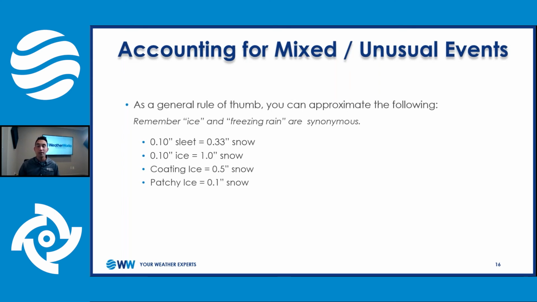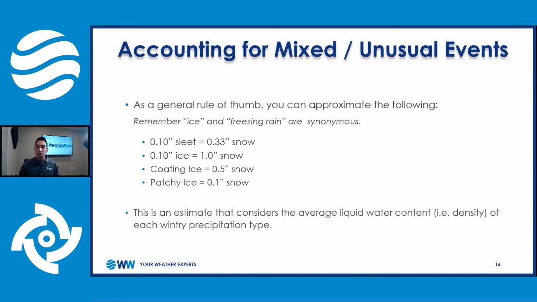A coating of ice would be about a 1/2 inch of snow, and a patchy ice, which would be maybe some of your parking lots got covered in ice and became slick, others were wet, or if you're a road department, maybe some of your side shaded roads had a little bit of ice, or the hilltops had ice while the rest of them did not. That's what we're talking about when we say patchy ice. That equates to about a 1/10 inch of snow.